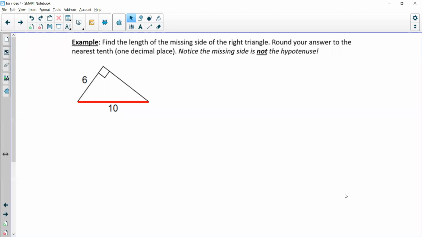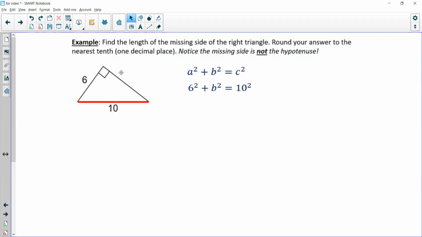Our next example shows a problem that's a little bit different. Notice on this one that the missing side is not the hypotenuse. So when we write our Pythagorean theorem, a squared plus b squared equals c squared, we remember that c is always the longest side. The longest side, in this case, the hypotenuse, is 10. So the 10 substitutes for c.